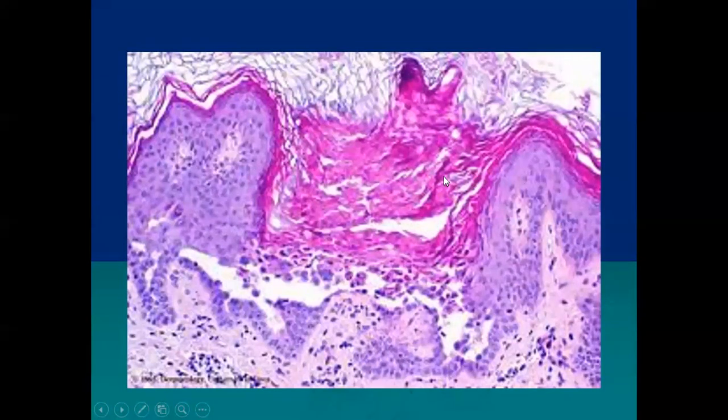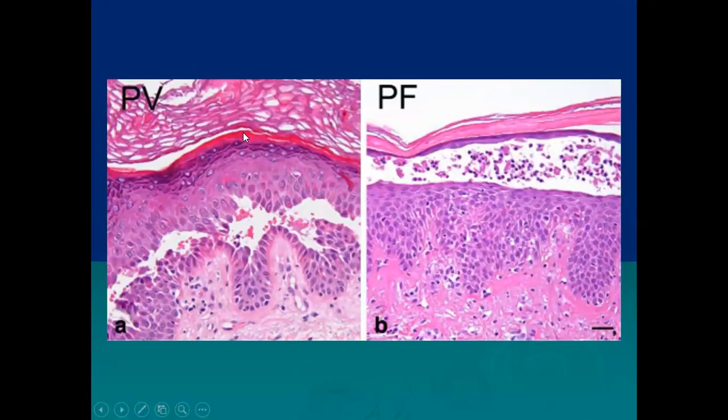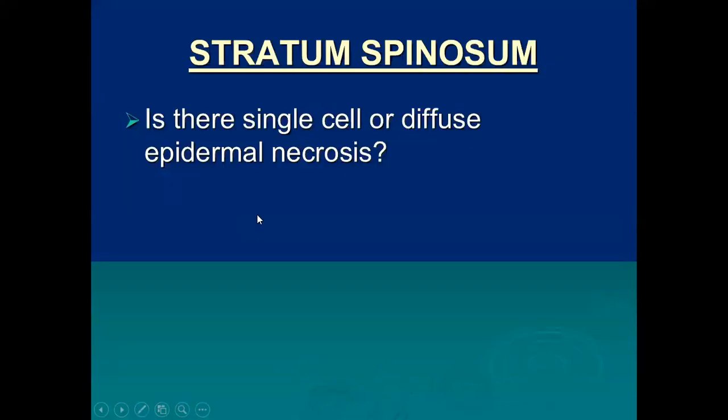This is the appearance of Darier's disease, in which there is a follicular plug and suprabasal split with acantholytic cells. Now, the subcorneal blister in pemphigus foliaceus is compared with the suprabasal blister in pemphigus vulgaris in this image. In stratum spinosum, we can also see a single cell or diffuse epidermal necrosis.